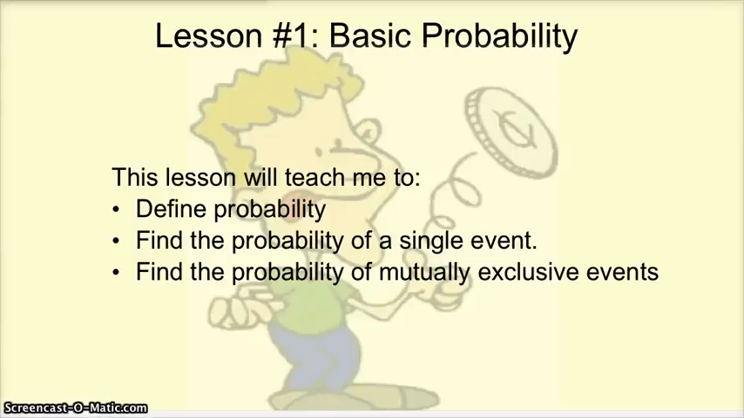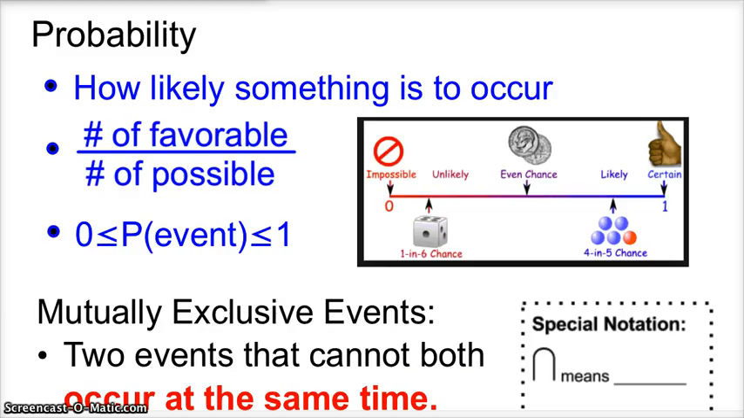Hello. This lesson will cover Lesson 1 for Basic Probability. This lesson will teach me to define probability, find the probability of a single event, and find the probability of mutually exclusive events. The definition of probability is that it is how likely something is to occur.